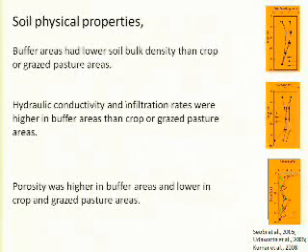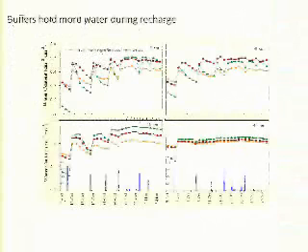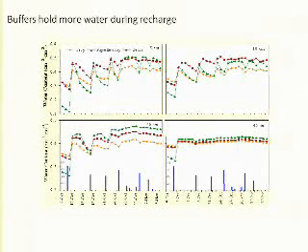And they also improve other soil hydraulic properties. For example, buffer areas had lower bulk density up to about 30 centimeter depth compared to the crop areas. And hydraulic conductivity is much higher in buffer areas compared to the crop areas. This study was conducted at the Greenley Center, and measured porosity was much higher in buffer areas compared to the crop areas. And due to these improvements in the soil physical properties, buffer areas can hold more water due to the improvement of soil structure and porosity.